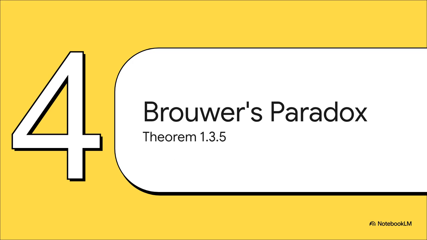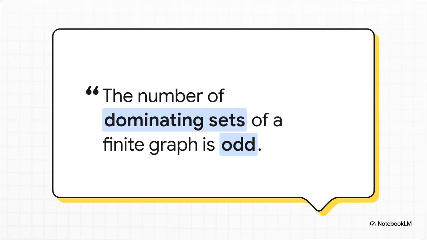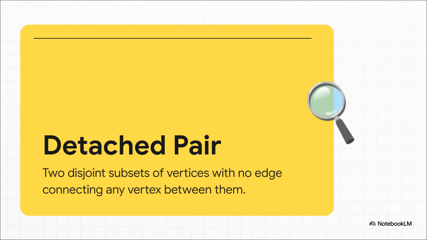Section 4, Brouwer's Paradox. This is where the source material drops a real mystery on us. We're talking about a theorem that makes an incredibly bold claim and then just seems to utterly defy logic when we try to prove it mathematically. Theorem 1.3.5, Brouwer's dominating set theorem, states that no matter what your graph looks like, the total count of valid dominating sets you can find inside it is always an odd number. Never even, always odd.